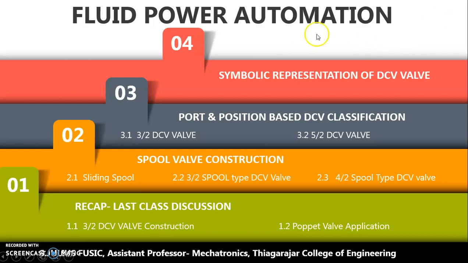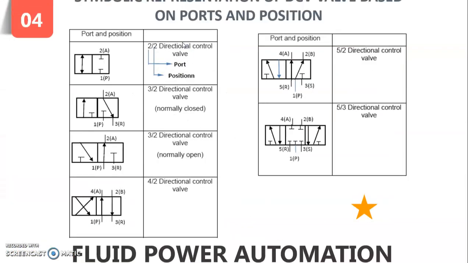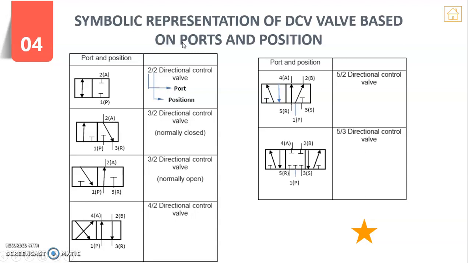So by that I will wind up here, and in my next slide I just have to show you the simulation way, how you are going to select and what the symbolic representation of different types of valves will be. For example, if you are going with FluidSim or any other simulation software, this symbol represents a 2x2 direction control valve, where the first 2 represents port and the second 2 represents position. The next one will be the 3x2 DCV valve, where normally closed and normally open will depend on the state without any external force given.